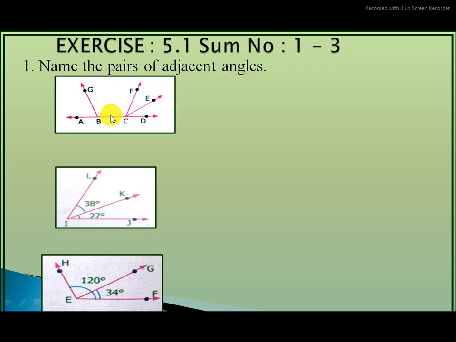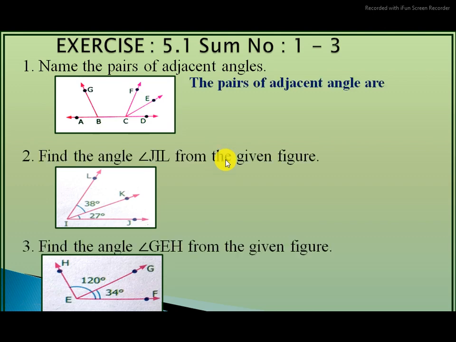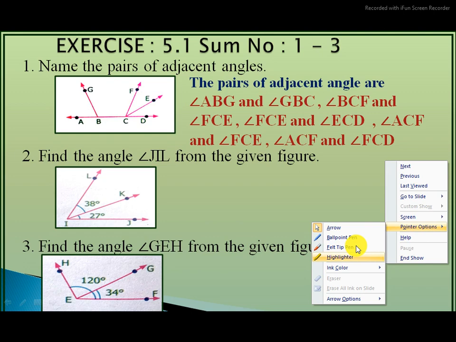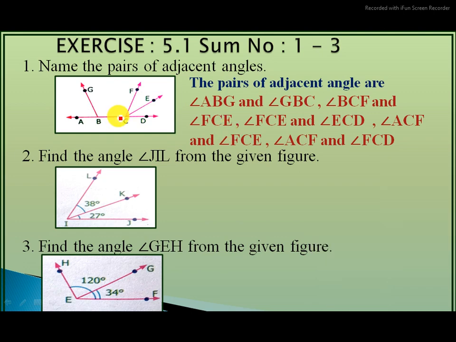When you look at this line, angle ABG and angle GBC or D, these two are adjacent angles. So we can write that as adjacent angles: angle ABG and angle GBC. Angle BCF, this angle, we can even take it as this angle. This angle BCF is adjacent to angle FCE over this angle. These two are next together.